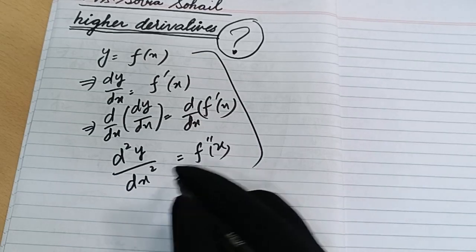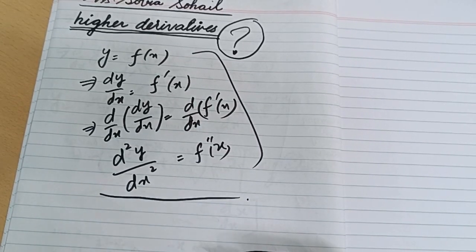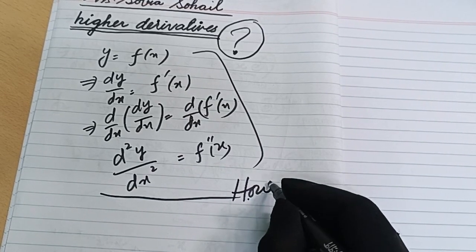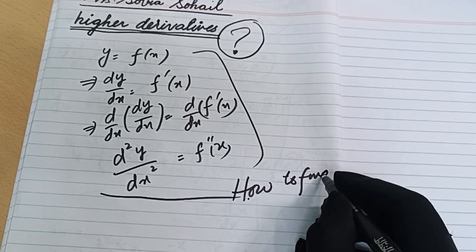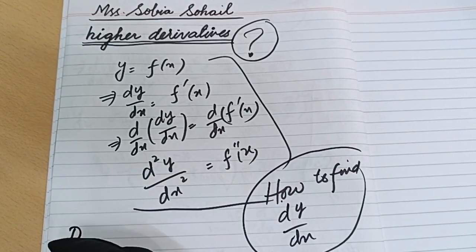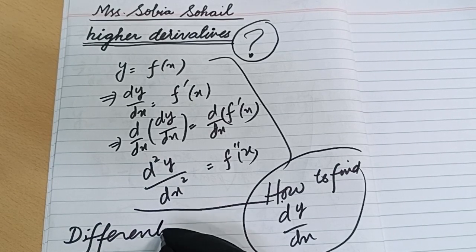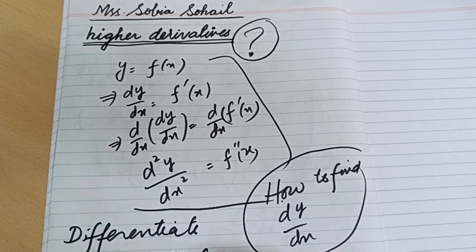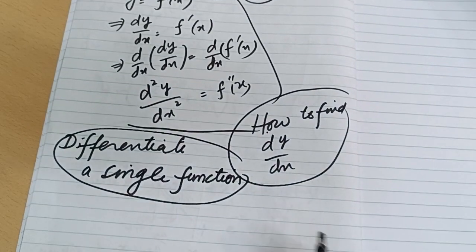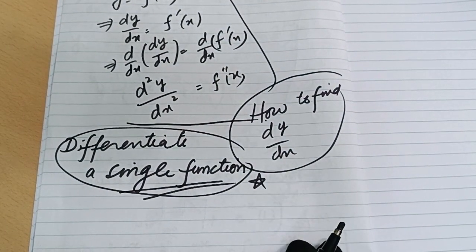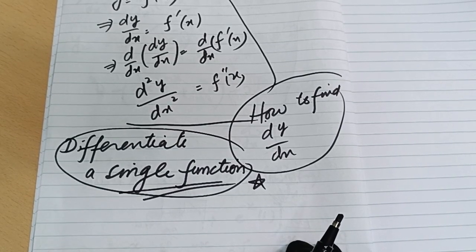I have explained in my previous video already that to find the higher derivative, you must know how to find dy by dx. You must know how to differentiate a variable properly, how to differentiate a single function. That is the most important thing to do. So just take out the derivative of any given function for the first time, and then apply the derivative again on the resulting derivative.